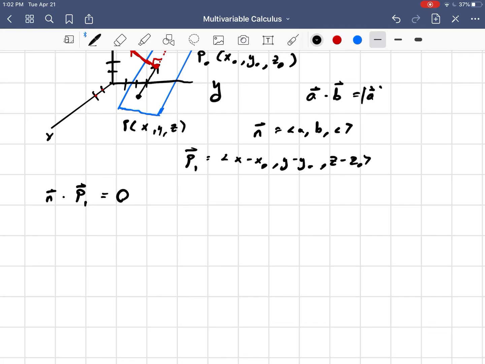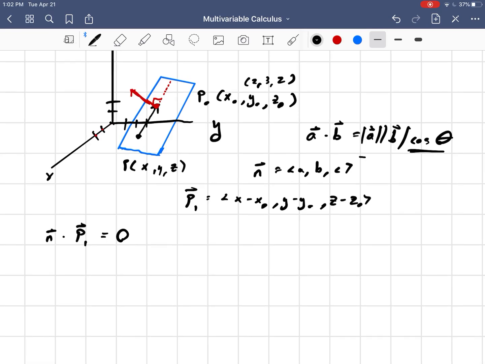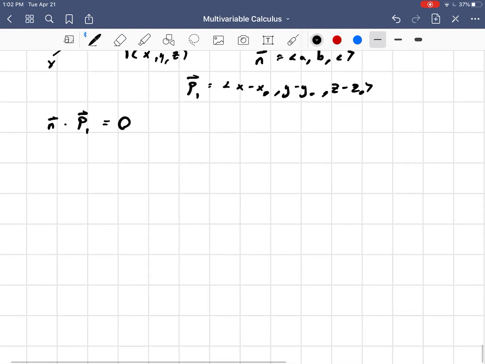Then what this would mean is that if I were to dot vector n and vector p sub 1, I would get 0. Because remember the definition of the dot product, vector A dot vector B, is the magnitude of vector A times the magnitude of vector B times the cosine of the angle between the two. Well, the angle between the two is 90 degrees. So the cosine of the angle between the two is 0. So this whole thing is 0. So when I dot these two, I should get 0.